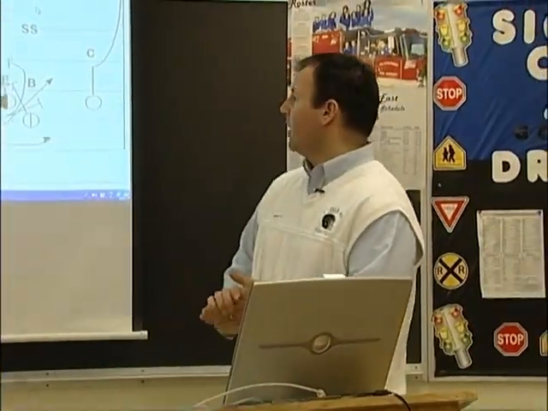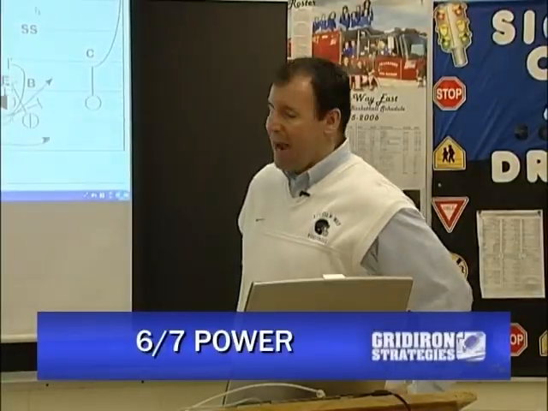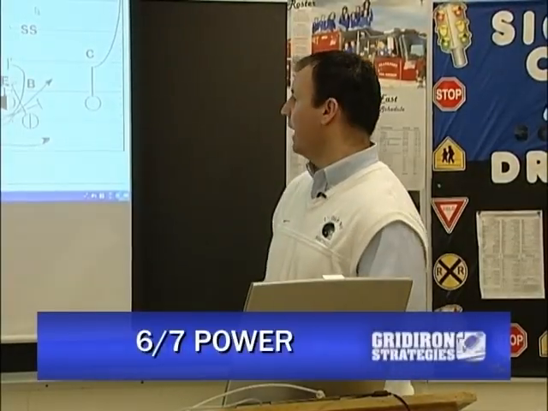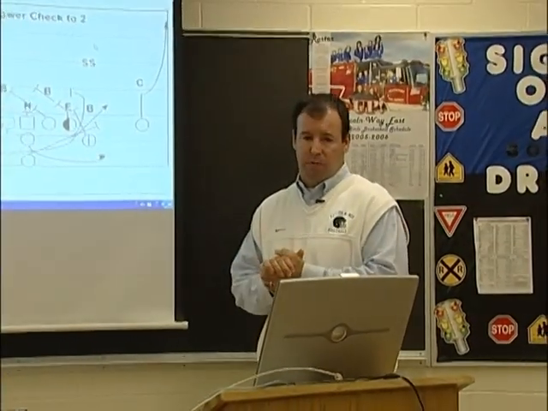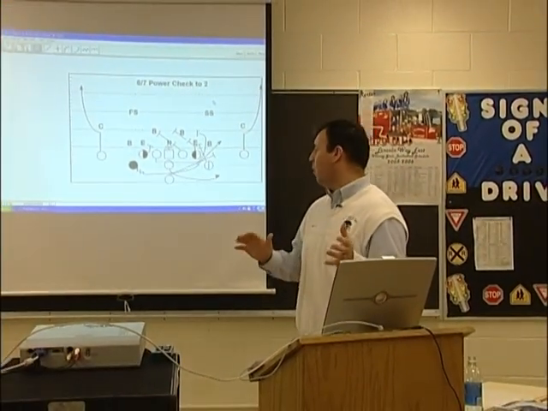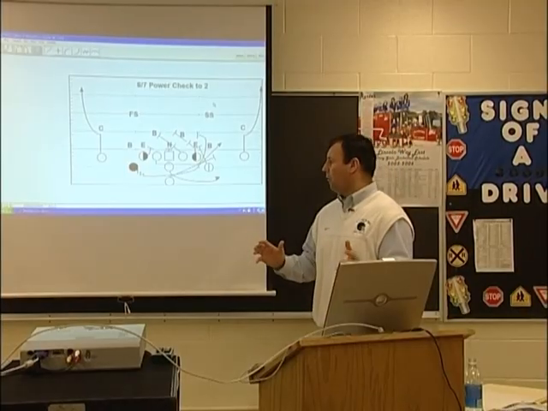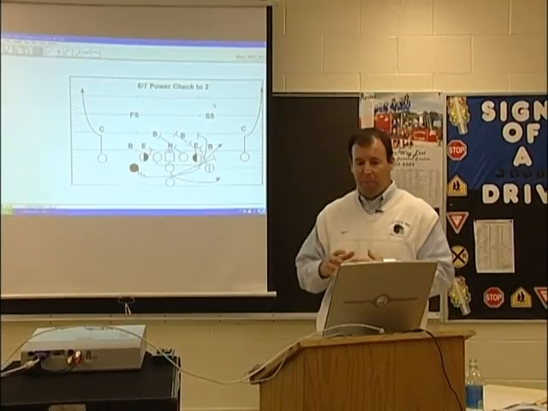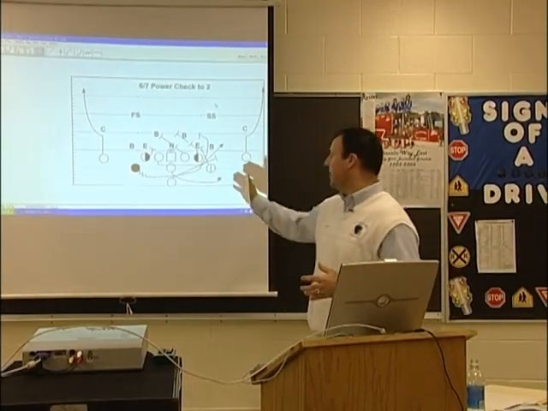Our next play we're going to take a look at is our 6-7 power. In this particular play, we're running off tackle. We will attack either technique on this particular play, but we're going off tackle. Our wing is going to receive the ball. Our fullback's going to kick out. You can see the design of this play.